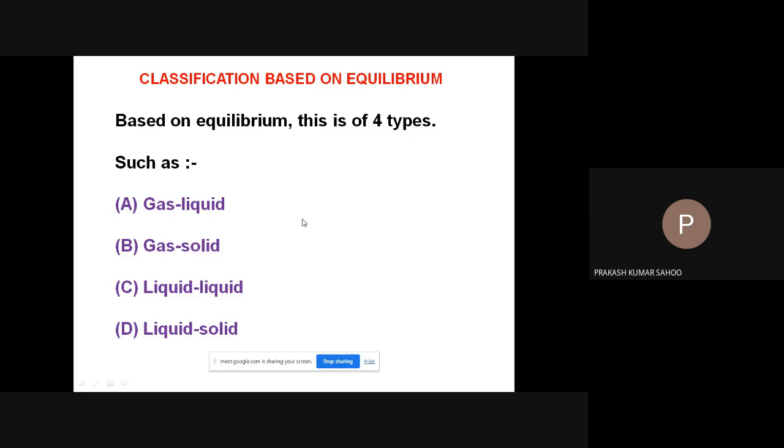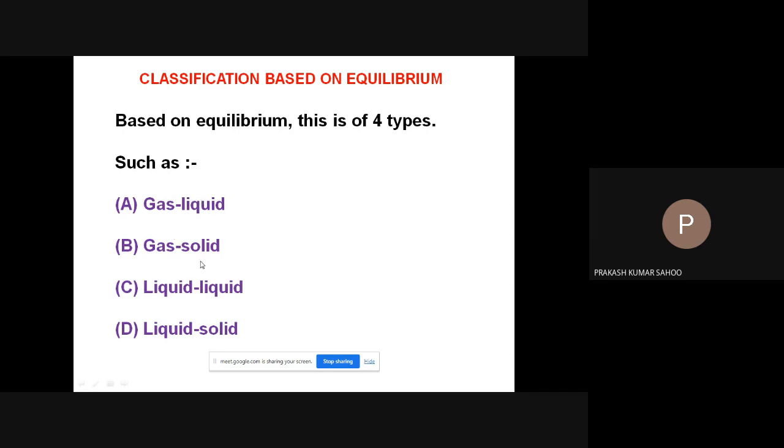Then the second one is your chromatographic method. One is there, that is gas liquid chromatography, where the liquid is your static phase and gas is your mobile phase, and there will be separation of mixture based on the interaction of the constituents with the mobile and static phase in your gas liquid chromatography.